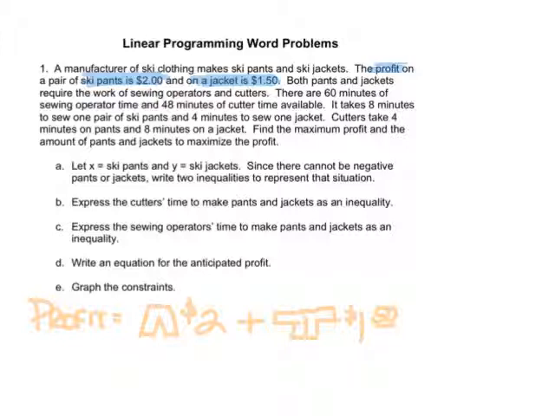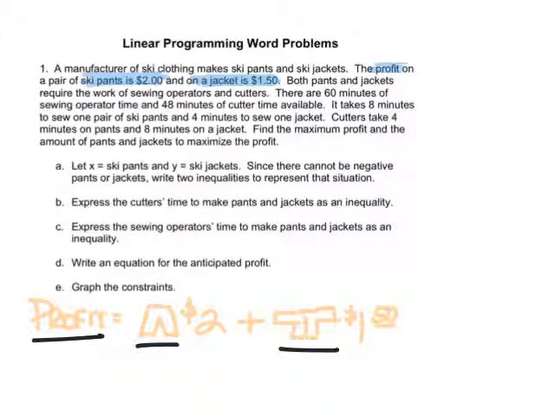I have three unknowns. I don't know my profit, I don't know the number of pants, and I don't know the number of jackets. Well, that doesn't get me anywhere. I can't solve it quickly, so I need more information. So let's go through and find some more information.